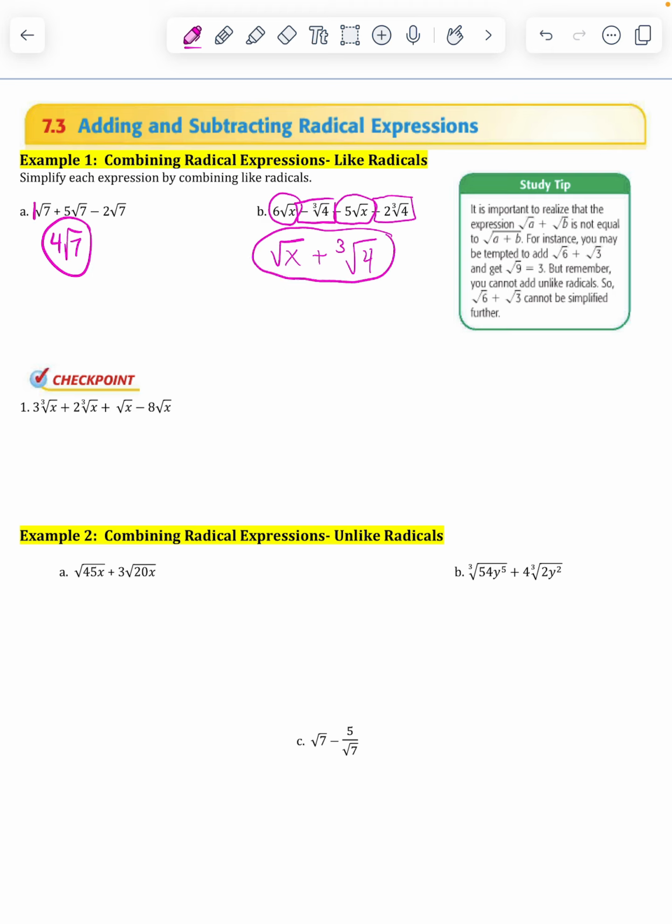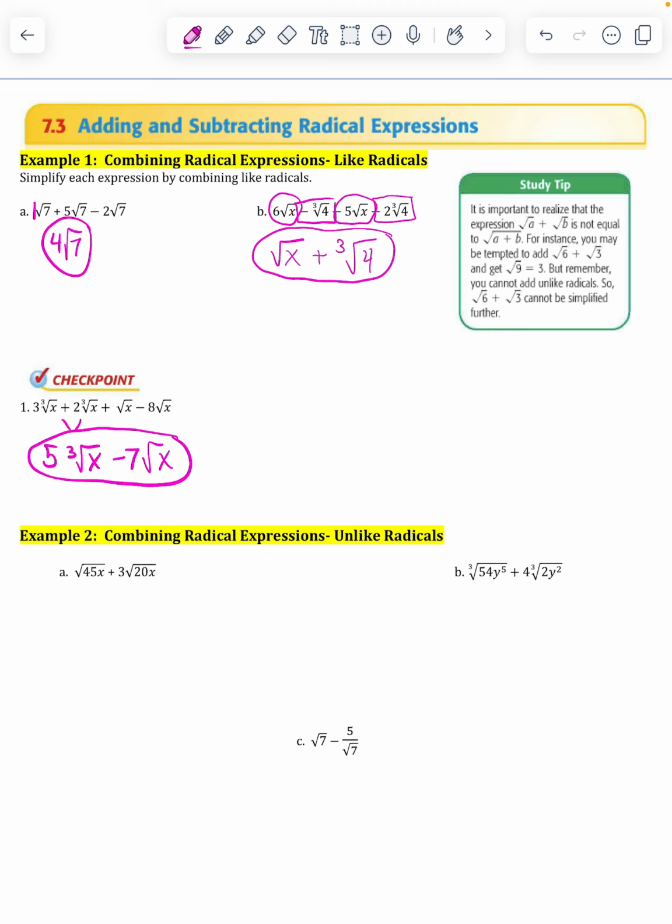For the checkpoint question, we've got two sets of like terms here. 3 cube root of x plus 2 cube root of x would be 5 cube root of x. And then plus square root of x minus 8 square root of x, that would be negative 7 square root of x, and that would be our final answer.